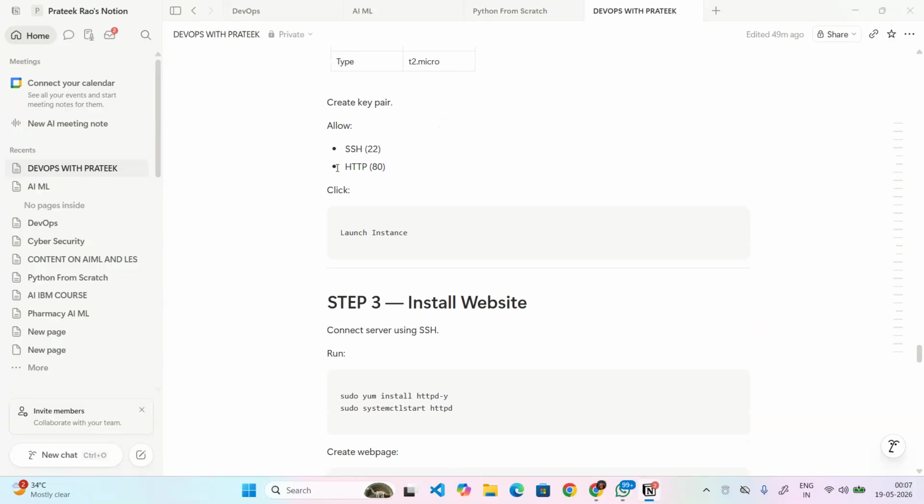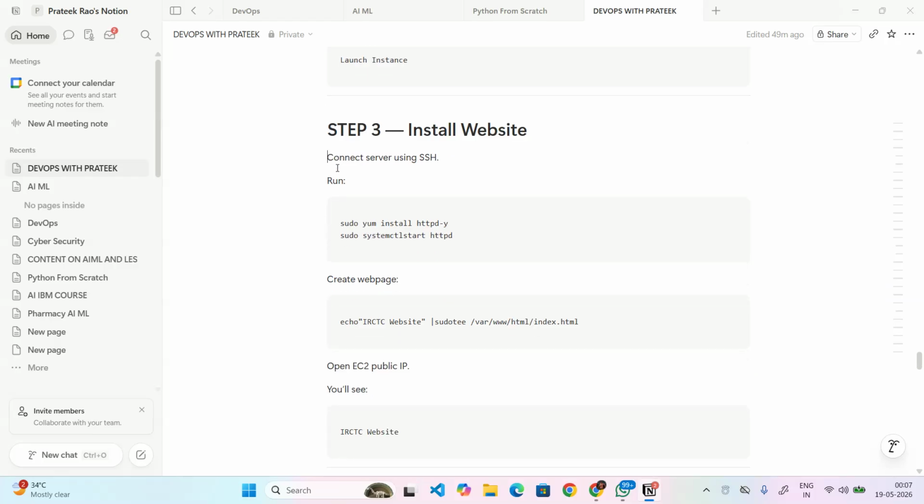Okay. Once you're done with this, your instance is ready. You go with launching the instance. Once you're done with this, then you need to go with installing the website. Installation of a website is very easy. You need to use a certain command like sudo yum install httpd -y, systemctl start httpd. Then you need to go with creating the web page.